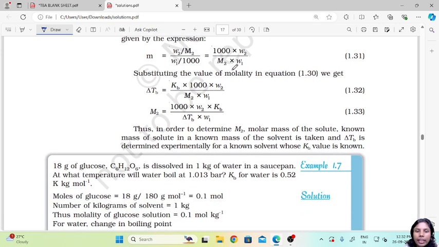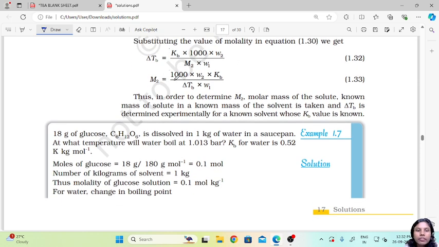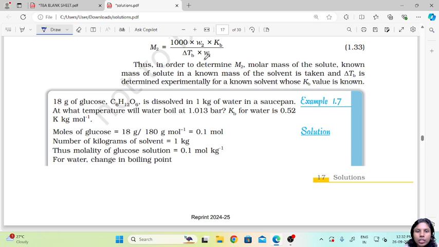Now substituting the value of the molality in the equation, we get delta TB equals Kb, the constant, into 1000 into W2 upon M2 into W1. So M2 can be given as 1000 into W2 into Kb upon delta TB into W1. Thus, in order to determine M2, the molar mass of a solute, a known mass of solute in a known mass of solvent is taken and delta TB is determined experimentally for a known solvent whose Kb value is known.